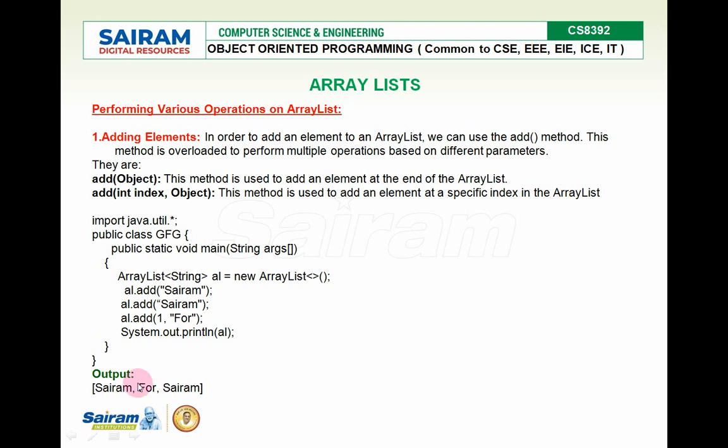If you print that AL, it will be like this. Sairam will be there earlier, and thereafter I'm inserting far in the second location. Far is inserted over here. That is the operation of adding elements. We have already seen that, right? Same thing over here, adding the elements.